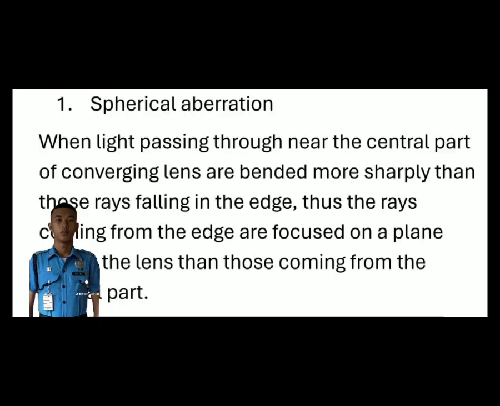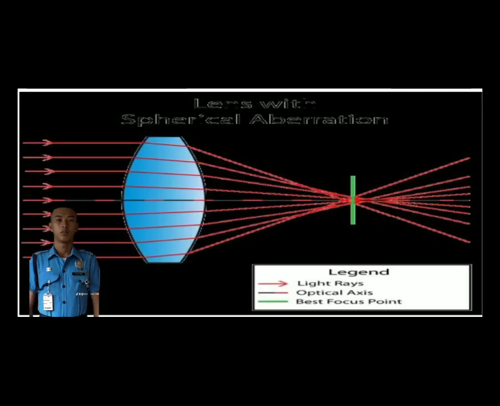So, spherical aberration. When the light passing through the center part of the converging lens is bent more sharply than those rays falling on the edge, the rays coming from the edge are focused on the plane nearer the lens than those coming from the central part. So, spherical aberration is a phenomenon in which the outer parts of a lens do not bring light rays into the same focus as the central part.